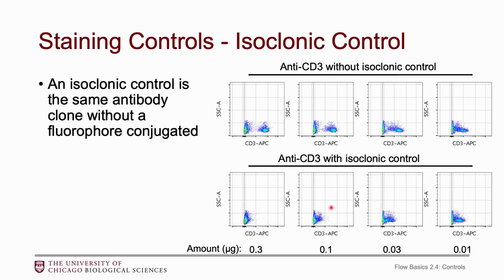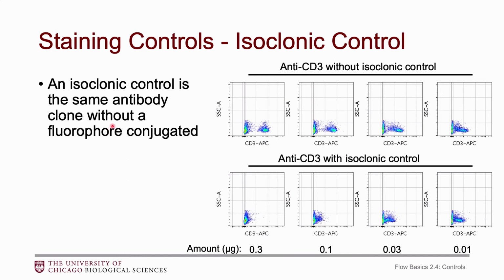Then the second control is called an isoclonic control. So again, this is a different antibody. It is the same exact antibody as the one in your sample, except there's no fluorophore conjugated. So the isotype is the same antibody isotype, same fluorophore, but different variable region. Isoclonic control is the same variable region, same constant region, but no fluorophore conjugated.